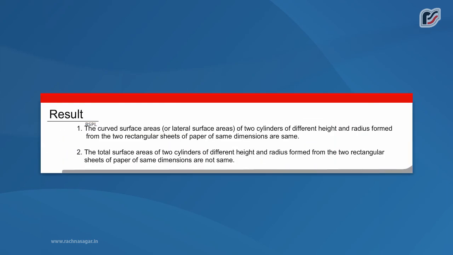Result. First, the curved surface area or lateral surface area of two cylinders of different height and radius formed from the two rectangular sheets of paper of same dimensions are same. Second, the total surface area of two cylinders of different height and radius formed from the two rectangular sheets of paper of same dimensions are not same.